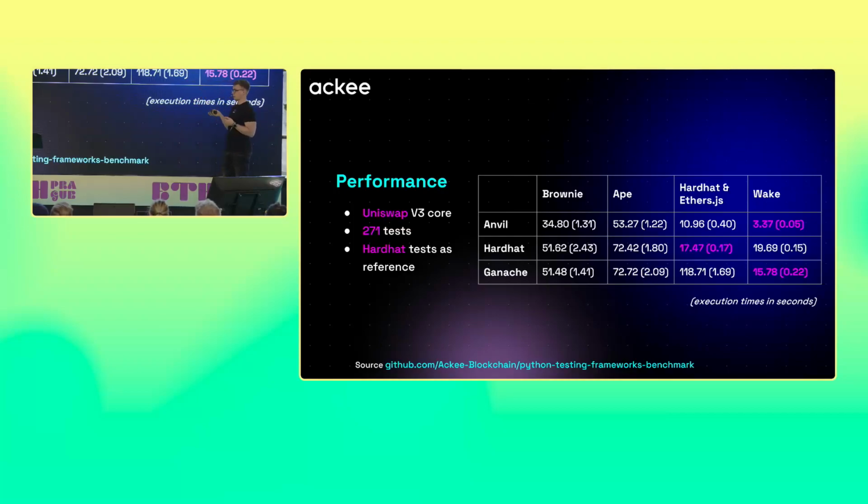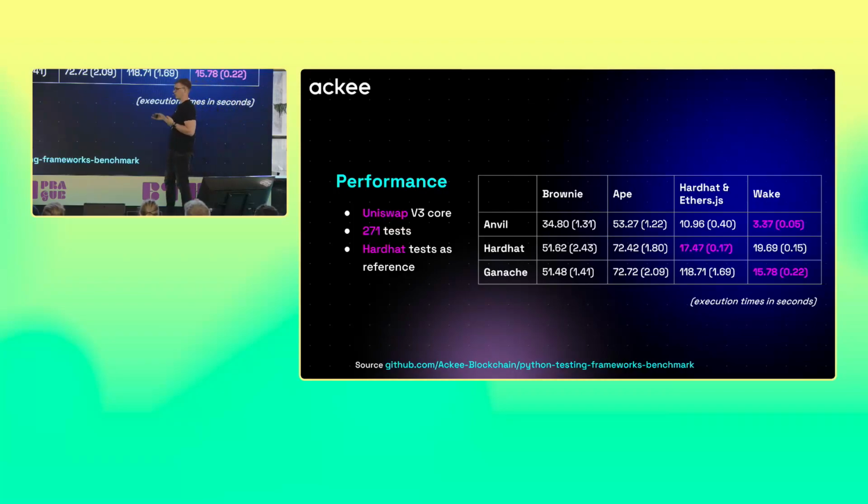So these are the times in seconds. And this is the time of executing all the tests, like 271 tests. As you can see, Wake managed to run all the tests in less than 4 seconds, which is pretty awesome, in my opinion. And that's because Wake is highly optimized for Anvil. Anvil is part of the Foundry project, so it's written in Rust, and it's very fast. So Wake is integrating Anvil, and we are trying to even improve these numbers by integrating more Rust libraries and code to make the execution even faster.